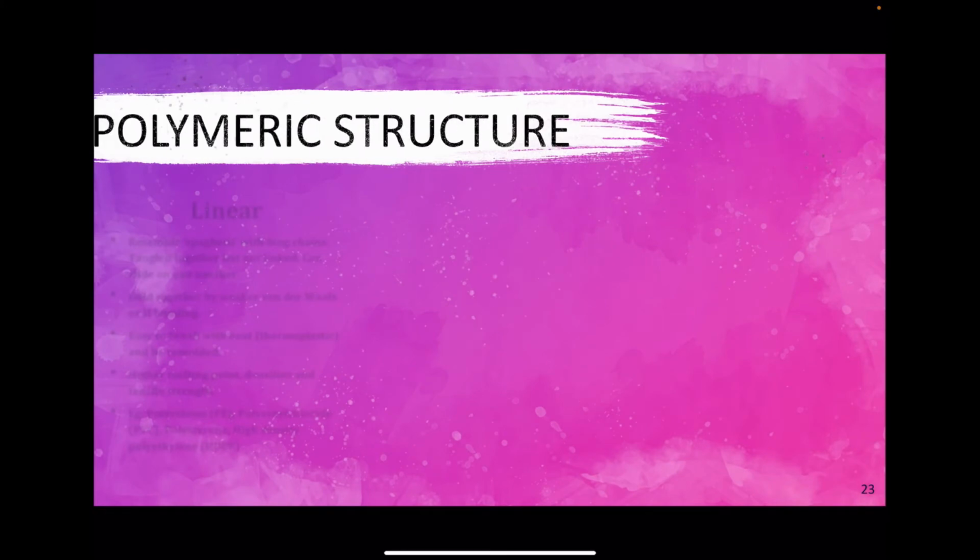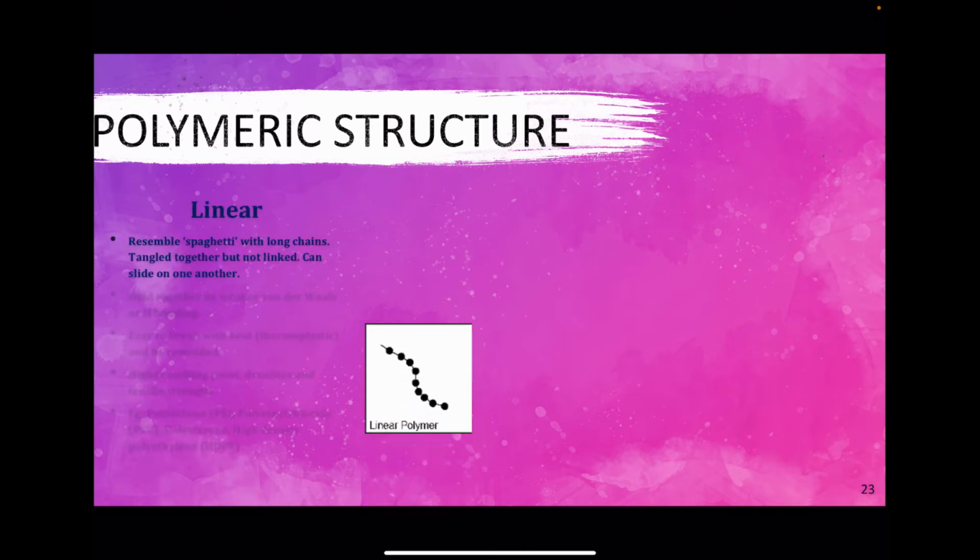Next, we move to the structure of polymer. First, we look into the polymeric structure. In this part, I will discuss the different types of structure in polymer. The first type of structure is the linear structure, where it resembles spaghetti of long chains, tangled together but not linked, that can slide on one another. Okay, remember spaghetti, remember linear structure.